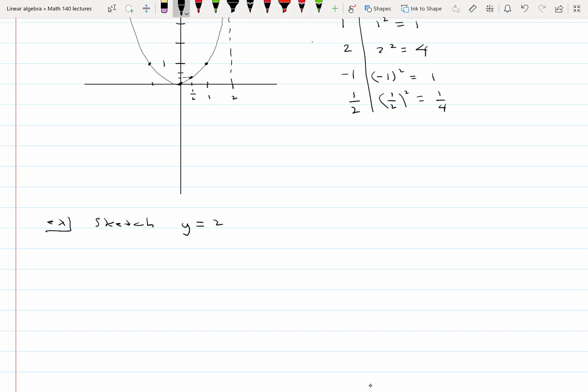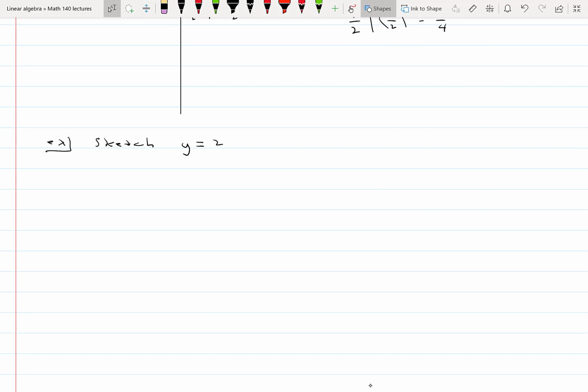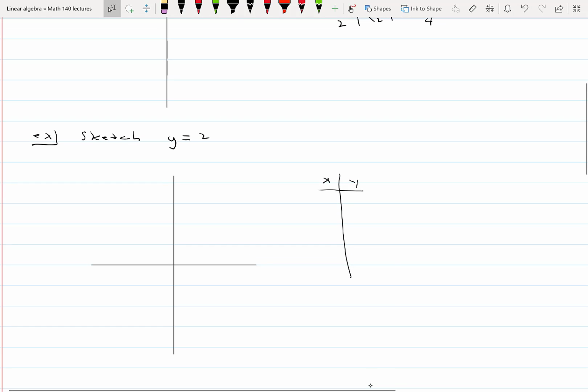But let's just take a look at the graph real quickly here. Now, there's no need to construct a chart of values, but the chart of values can still be constructed here. Notice that the x variable is missing from this equation, which is just fine. This is saying that no matter what x is, y must equal 2. So if I let x equal 0 or 1 or 2 or -1 or 1/2, the same x values I did before, what's y going to equal? 2. And this is pretty convincing that this is going to be a horizontal line.